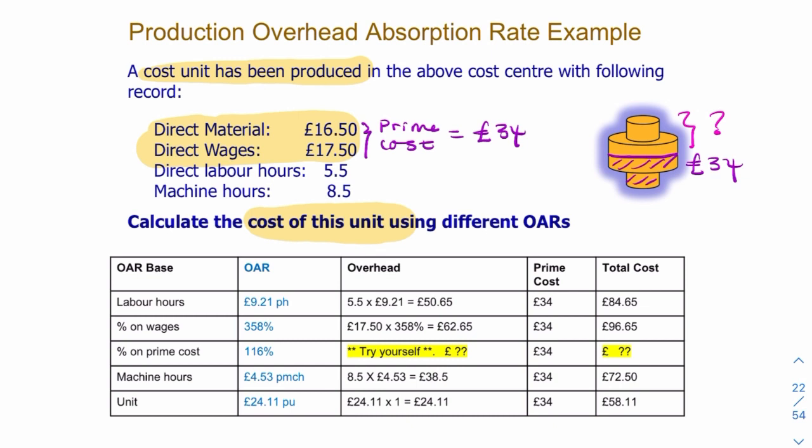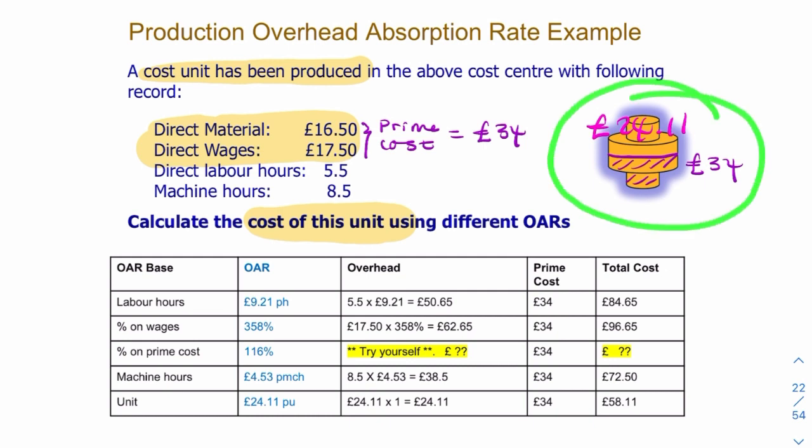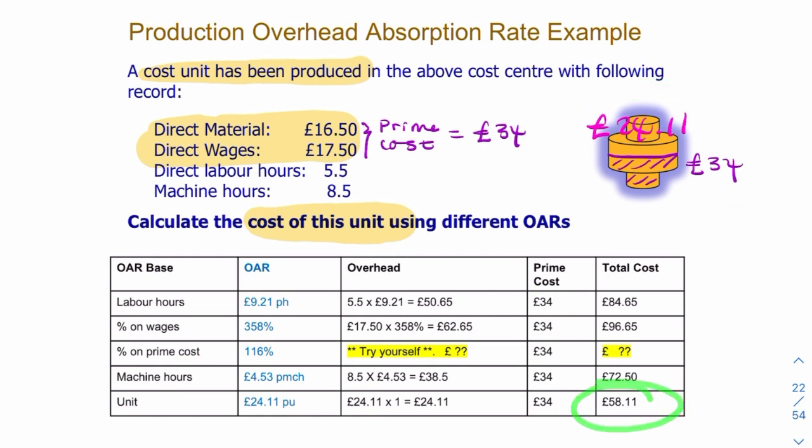So if we simply say per unit, this is our first method, £24 per unit, that means I'll simply add £24.11 to my 34, and that's my total cost, £58.11.